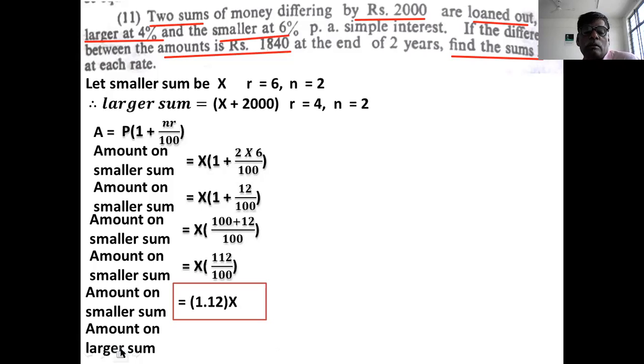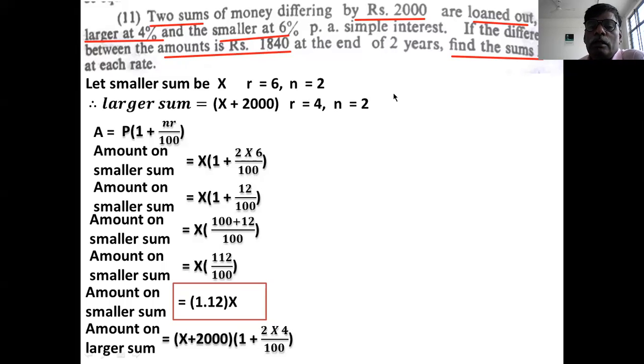Amount on larger sum is equal to P(1 + R/100)^n. The principal value is x plus 2000. You see this, this is the principal value. X plus 2000 is the principal value, into 1 plus, n is 2, r is 4, divided by 100. In the above equation, you fill the value: P is x plus 2000.